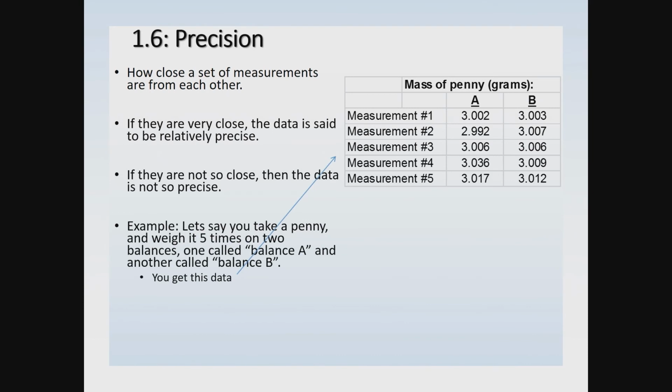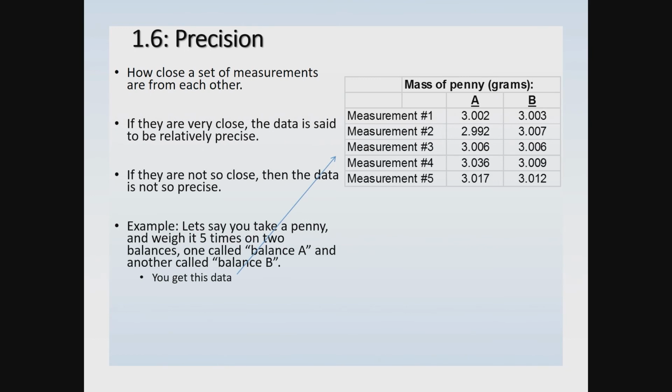And so what you can see is that there's a pretty good range of numbers you might get. So the lowest measurement for mass of the penny appears to be measurement number 2, which is 2.992 grams. Yet all the other measurements are higher than that, but the one that is the greatest is measurement 4, which is 3.036 grams. So that's a pretty good range of values. And so it looks like to me what we have is about a 0.044 range of values.